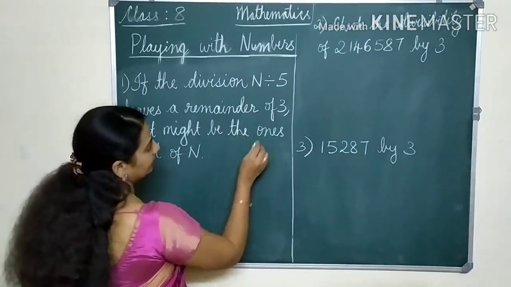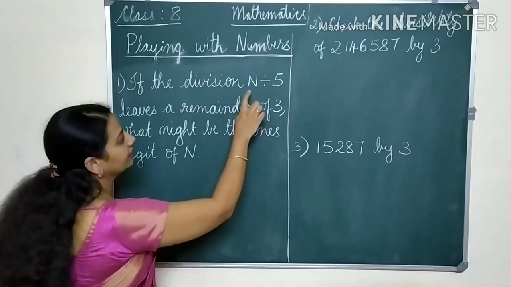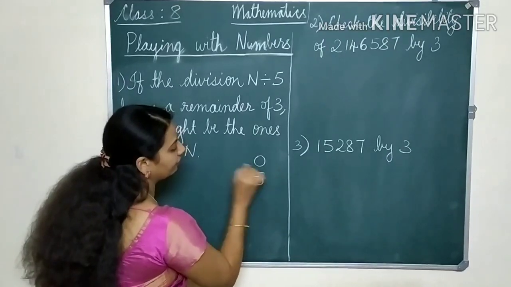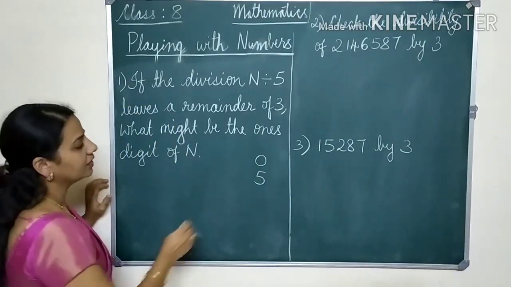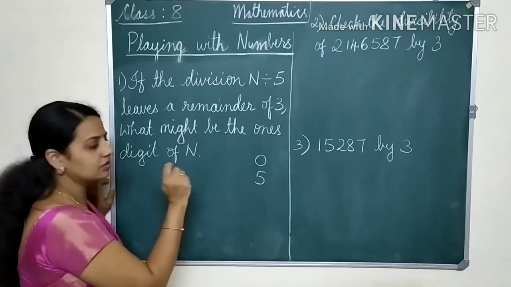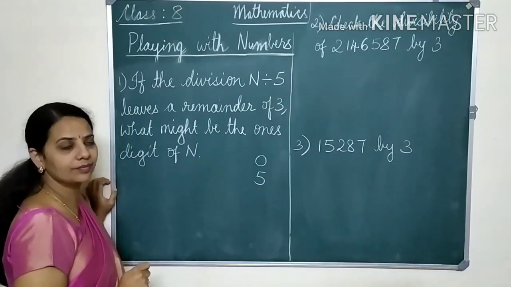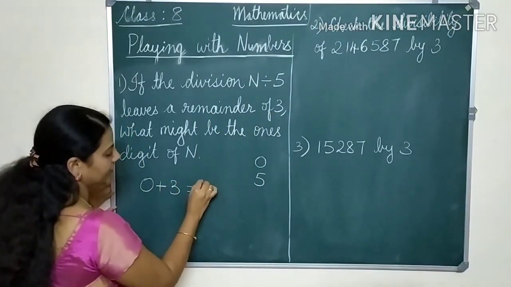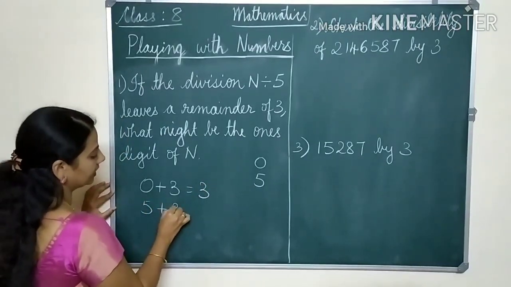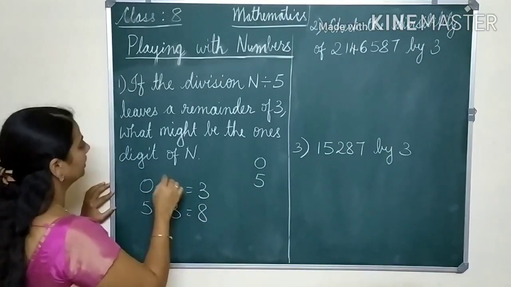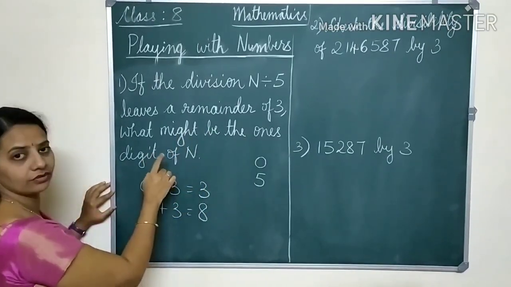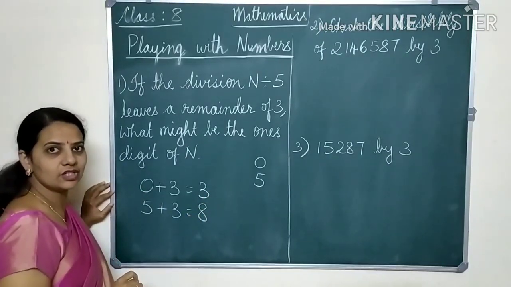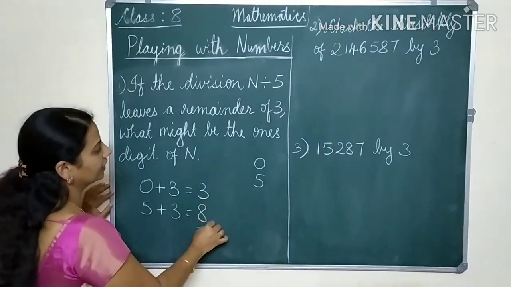Now you know this, if the number is divisible by 5, that means the last digit should be 0 or 5, right? So if it is 0, then the remainder is also 0. If it is 5, then the remainder is also 0. But here the remainder is 3. So you just have to add: 0 plus 3 gives you 3 and 5 plus 3 gives you 8. So the ones digit of this number should be either 3 or 8. Understood, children? So this is the answer for this.